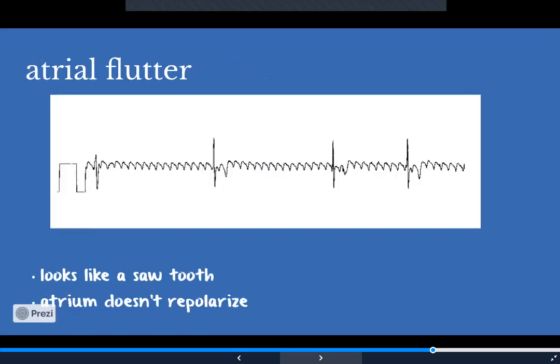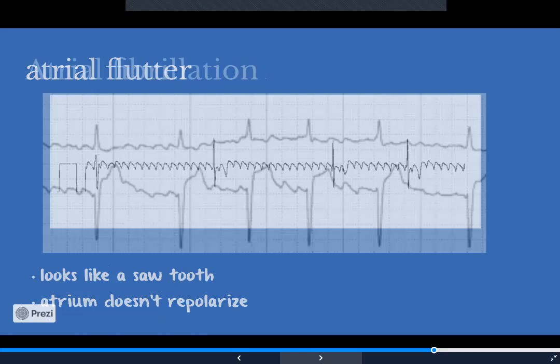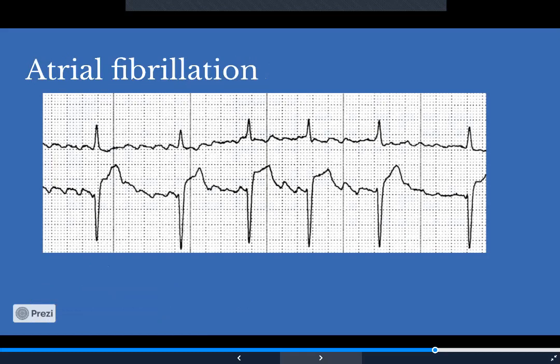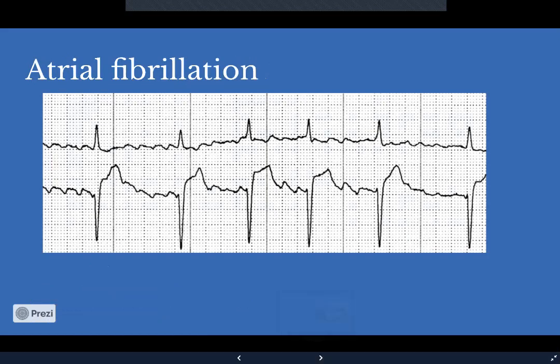Again, this is another atrial flutter, okay? So the atrium is just not repolarizing correctly. And this is atrial fibrillation. So this is what people think is flutter, but it's really fibrillation.